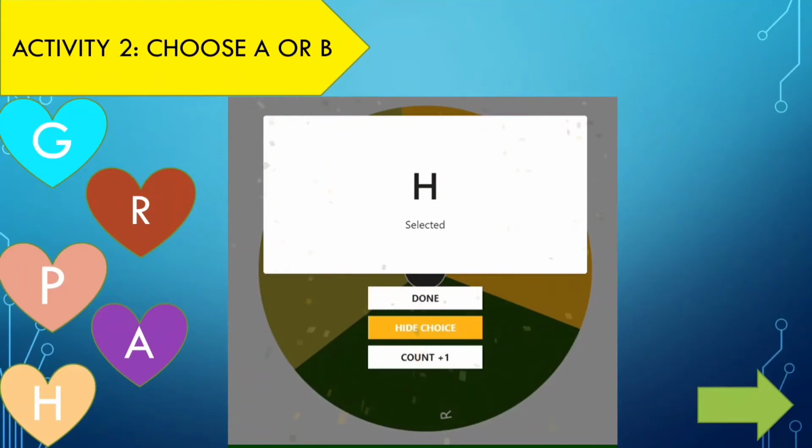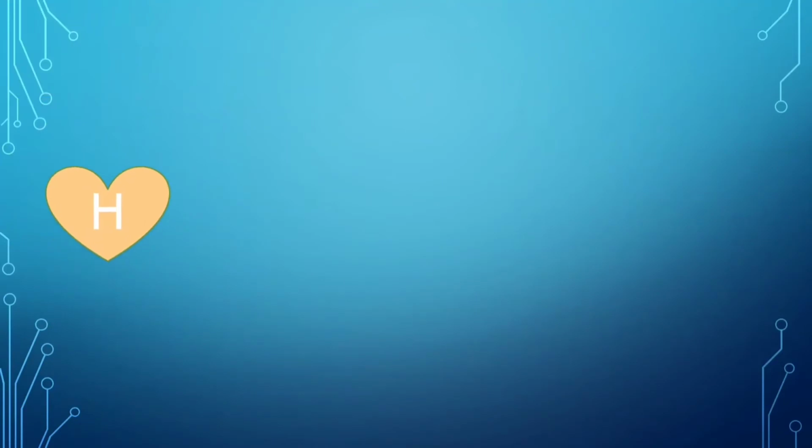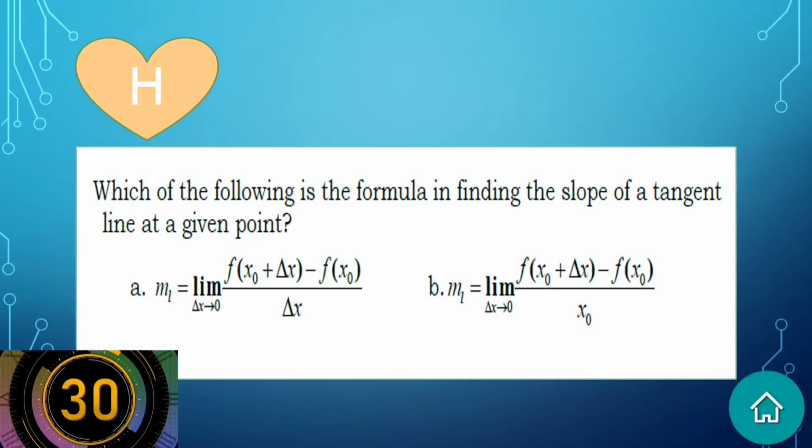Okay, so letter H is the next letter. So let's see the question under letter H. Okay, so are you ready? In letter H, which of the following is the formula in finding the slope of a tangent line at a given point? Is it A or B? Your time starts now.